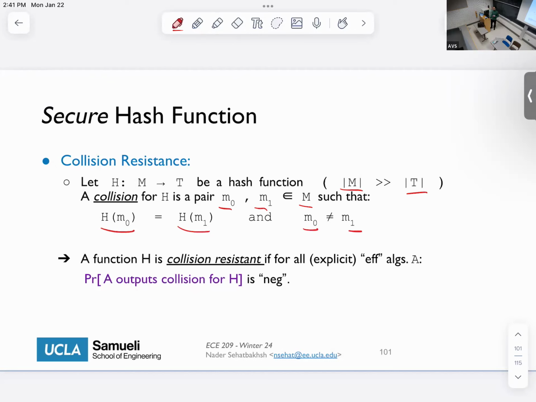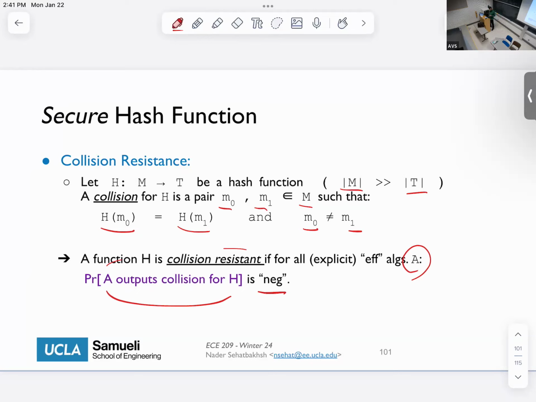If I can't find two messages m0 and m1 whose hashes are the same, that is, we cannot find a collision in this hash function, right? So a secure hash function is collision resistant if there is no efficient algorithm A that can find a collision in H. Or in other words, the probability of finding a collision is very, very low. It's negligible. So if we can have a function like that, then we call this a secure hash function.